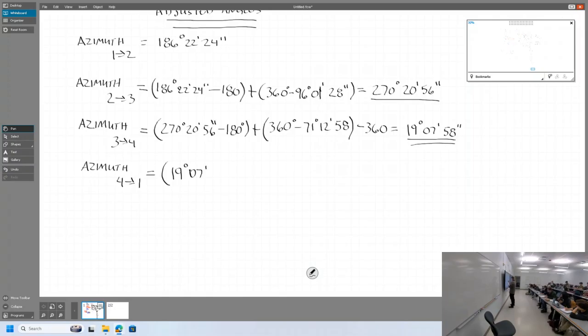All right, so again, you're physically on 4. You're physically setting on 4. You got 19 07 58 going from 3 to 4. Now you're backsighting 3. So what's that going to be? Your azimuth. Plus 180, right? Plus 180 because you're going graphically. It's to the southwest, right?